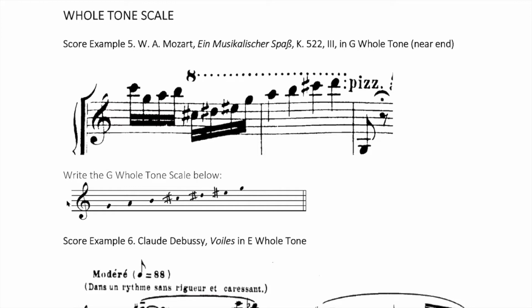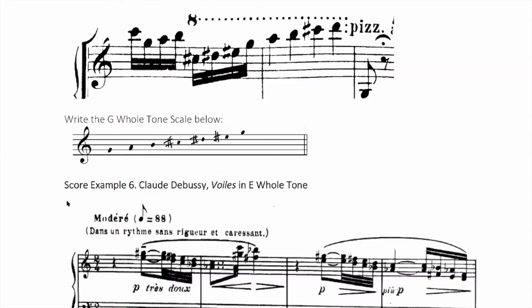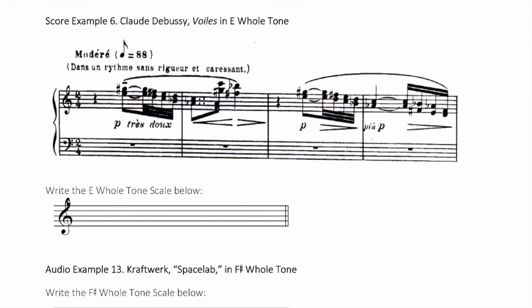Our next example is even clearer in terms of how it sounds. This is score example 6, a piece by Debussy. The scale that is being used here is the E whole tone scale. Please pause the video, write the scale, and then resume playing the video to check your work.